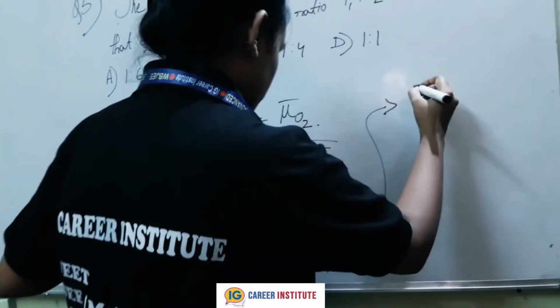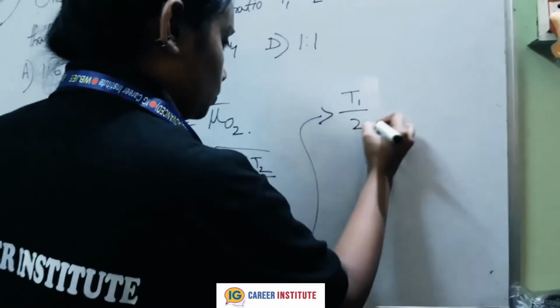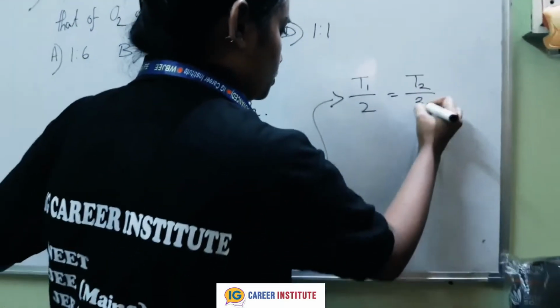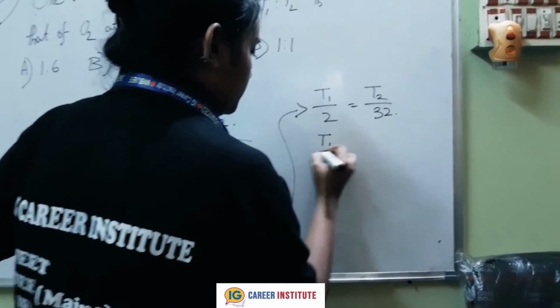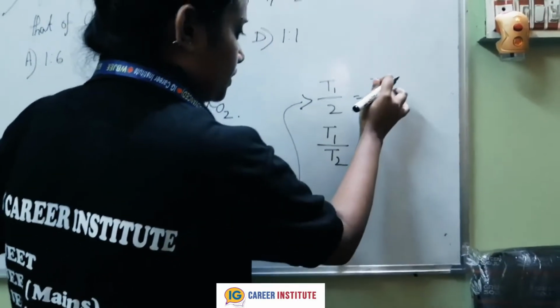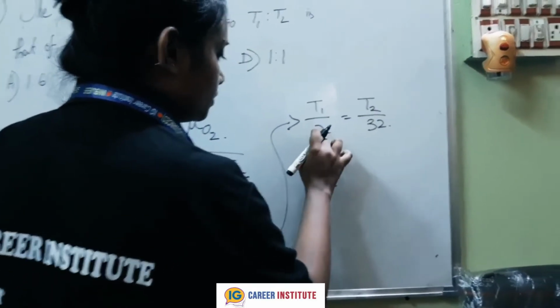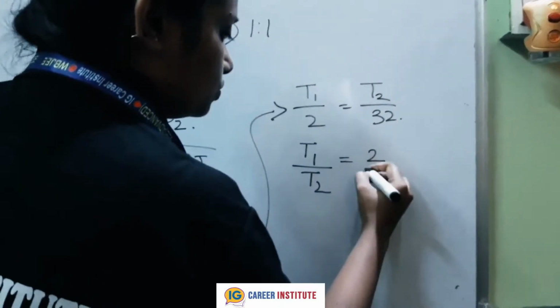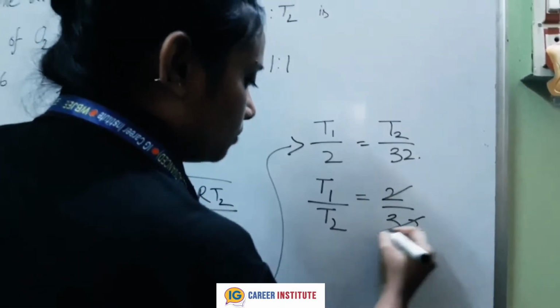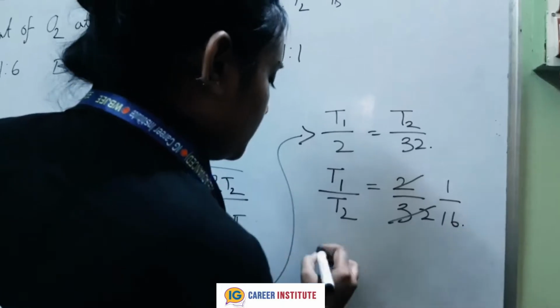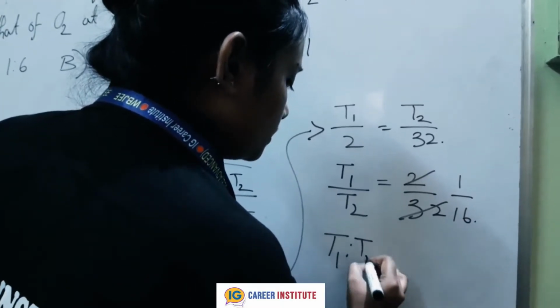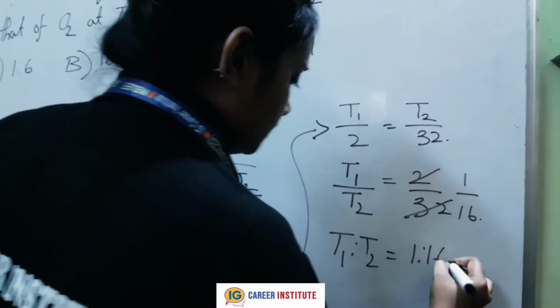So let me continue here. T1 by 2 equals T2 by 32. So T1 by T2, let me bring T2 here. T1 by T2, and 2 will come up here. So 2 by 32 will come out as 1 by 16. So T1 is to T2 is coming out as 1 is to 16.